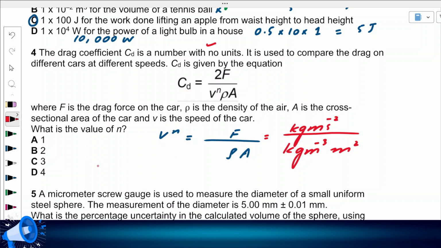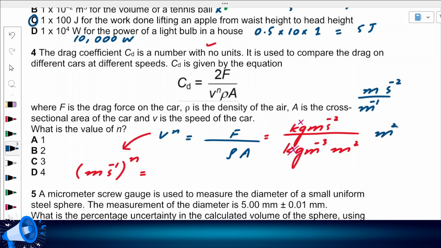And then what is the unit of speed? On the left side, m s^-1 raised to the power n equals, let me simplify the right side also. For example, kilogram cancelled out by kilogram. So what are you left with? Meters. At the bottom you have m^-3 and m², which would be m^-1, and you have s^-2 at the top. The -1 shifts upstairs, so you'll be having m² s^-2.